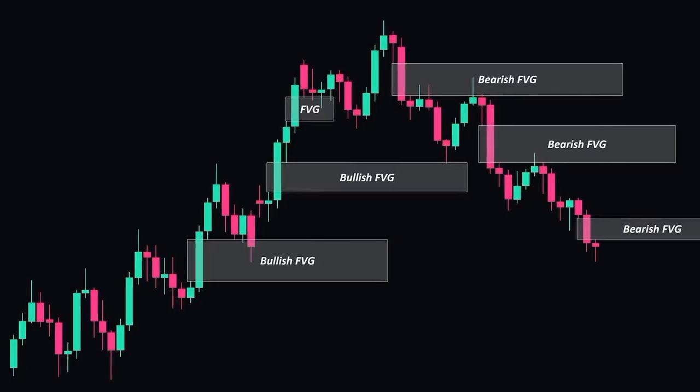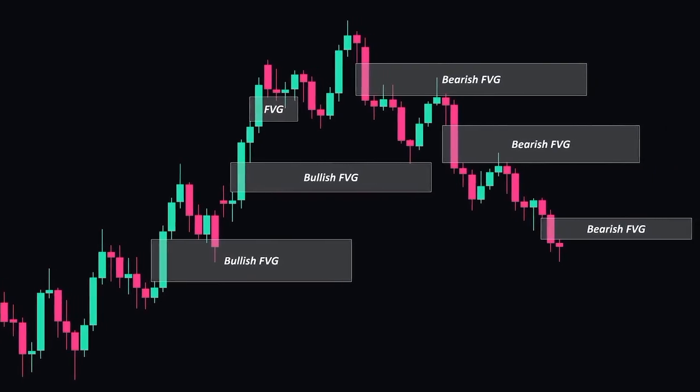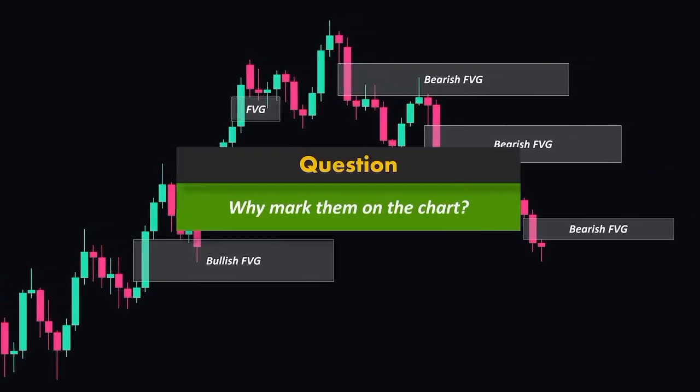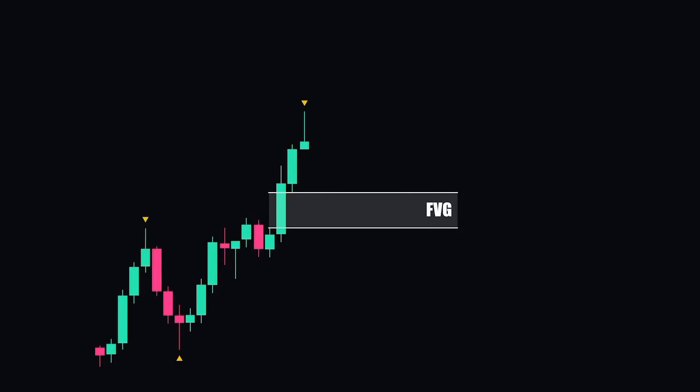As smart money traders, identifying the fair value gaps is one of the first things we do when we open the price chart. But why do we even need to mark them on the chart? Fair value gaps show where big players have entered the market and pushed the price strongly. When price returns to these gaps, we often see reactions that can give us a good trading opportunity.